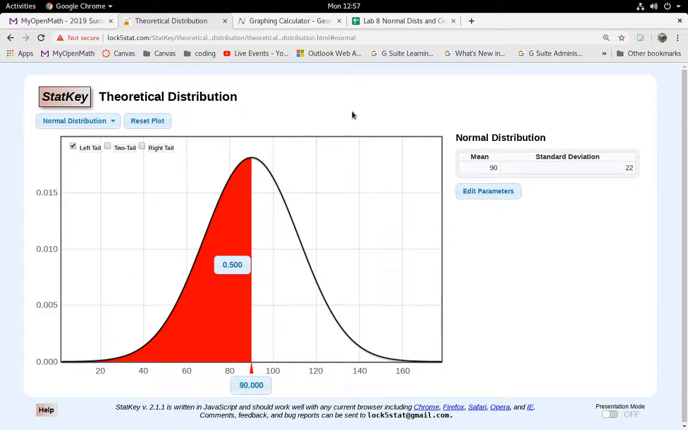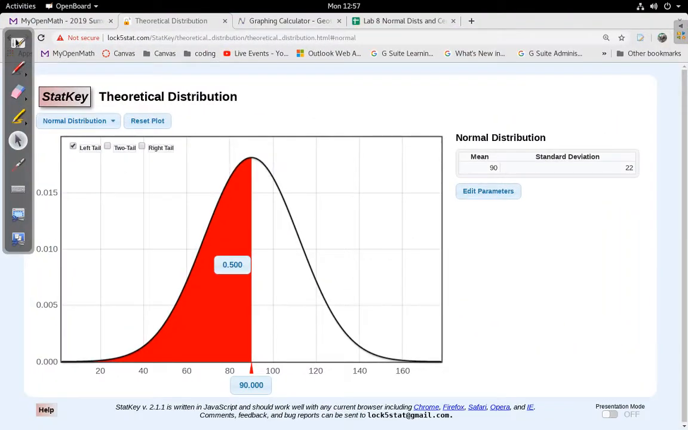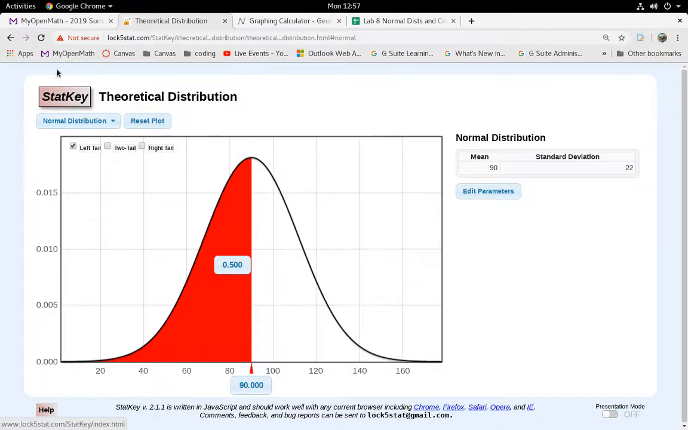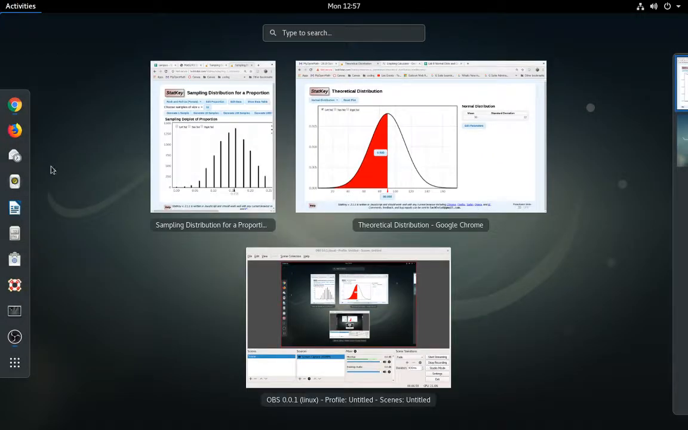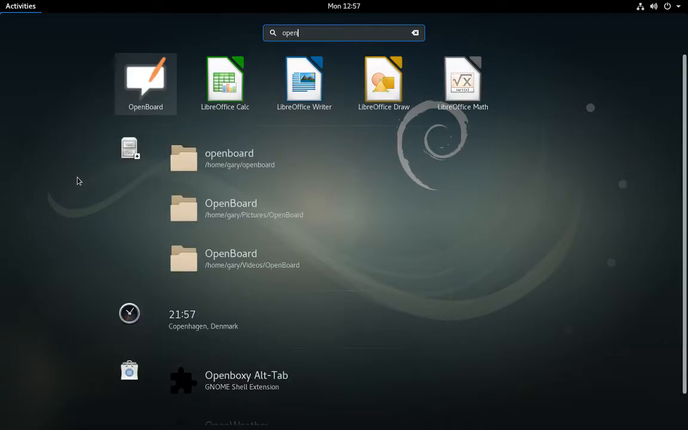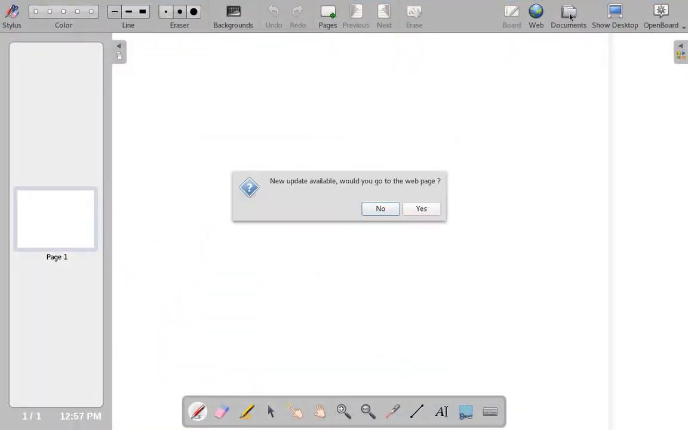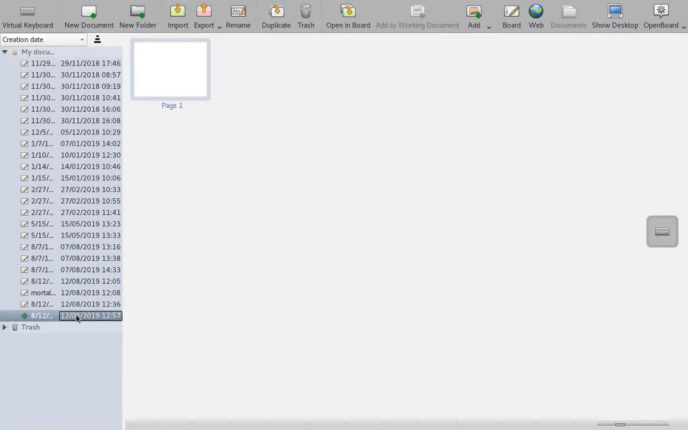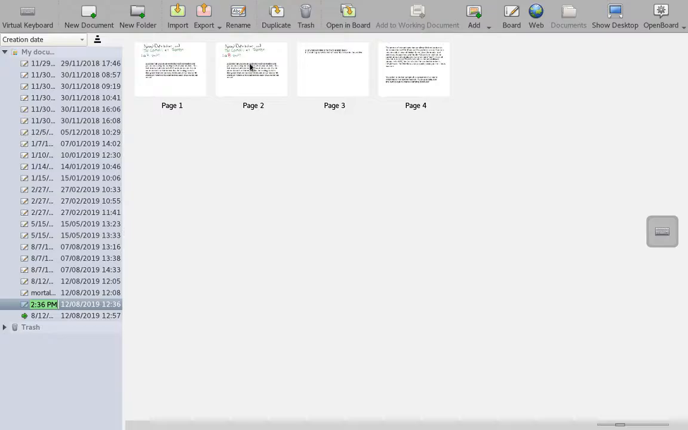All right, so let's take a look at this problem. So back to the problem. Let's see, 90 words per minute, 22. All right, so what are we going to do next with this problem? Well, let's take a peek. I think I accidentally made a copy of this page. Yeah, interesting. Whoa, what happened there? Oh, it crashed. Damn you. All right, let's open that back up. And find my last one. This one, there we go.